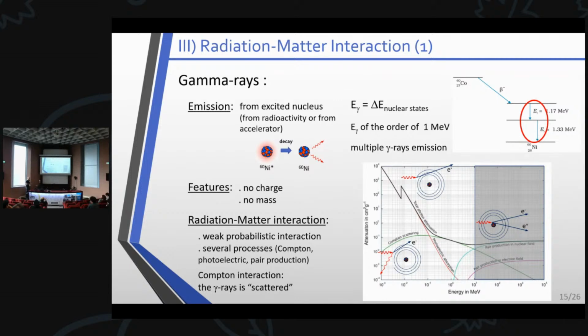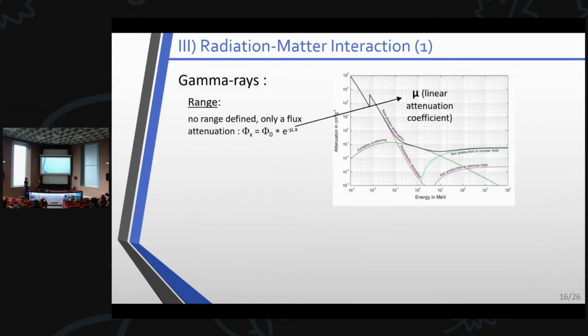There are several processes depending on the energy. At low energy, the gamma ray can be captured. At higher energy, it can just scatter on the electrons. At even higher energy, it can create antiparticles. But mainly we will have Compton interaction, which is a simple scattering. So the range will be quite large because it's a random process.